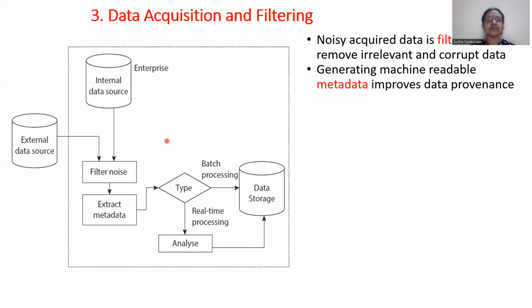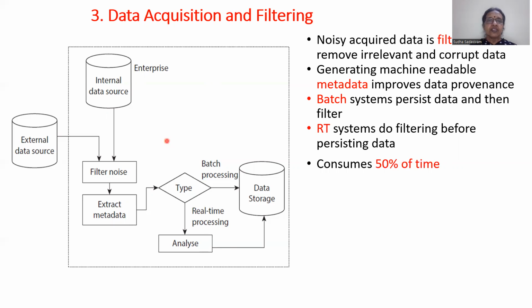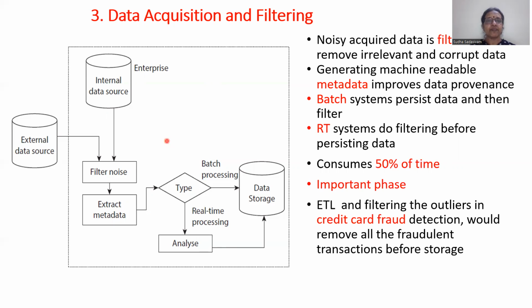It also extracts the metadata to identify the characteristics of data. This phase is a very important phase because the model is framed from the filtered data and it consumes a lot of time. Especially if you consider credit card fraud detection, since it's a real-time application, the analysis is done on the credit cards with outlier characteristics, and then the data can be stored.